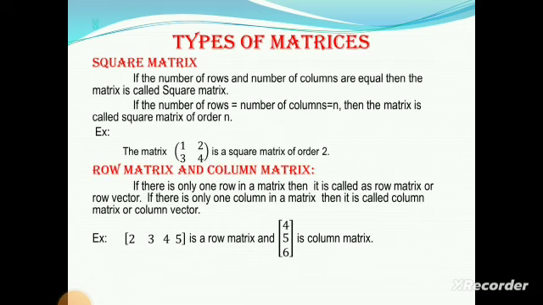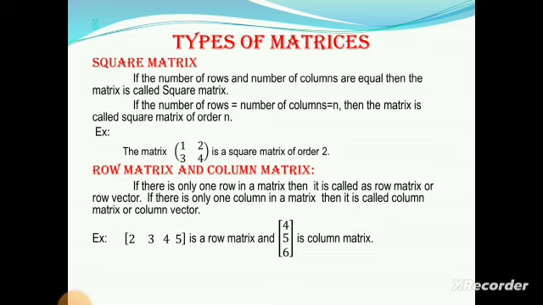Now we are going to see about the types of matrices. We have different types according to the number of rows and columns of the matrices. First, we are going to see about the square matrix. If the number of rows and the number of columns are equal in a given matrix, then the matrix is said to be a square matrix.